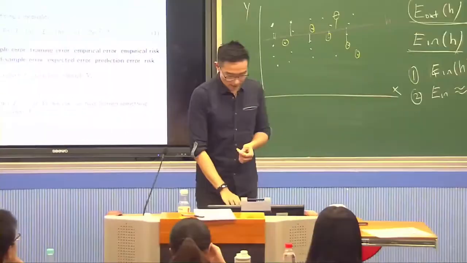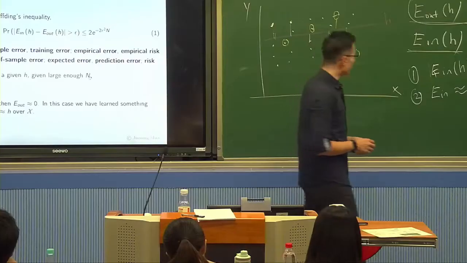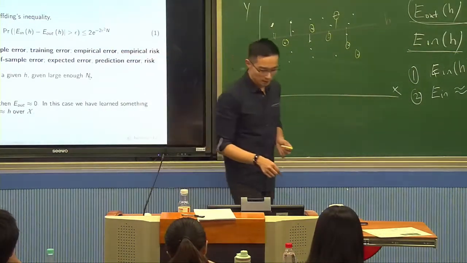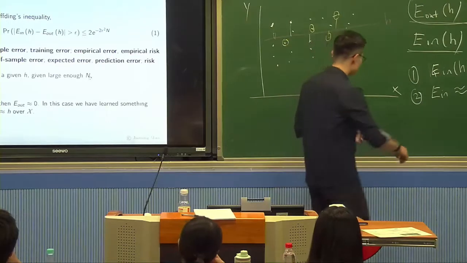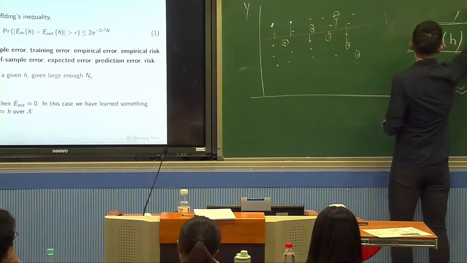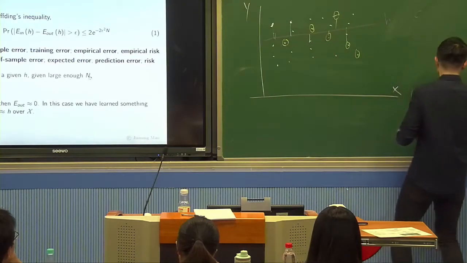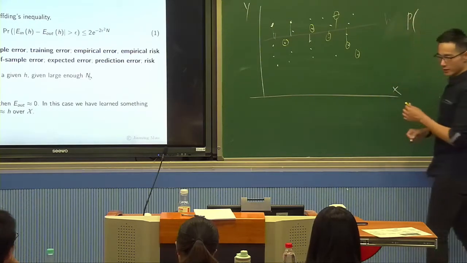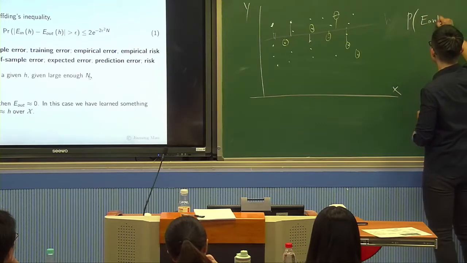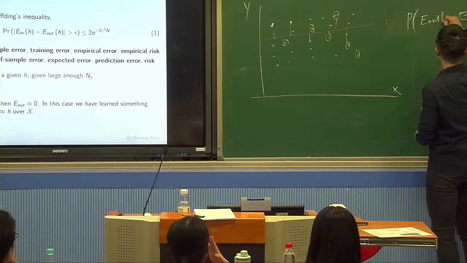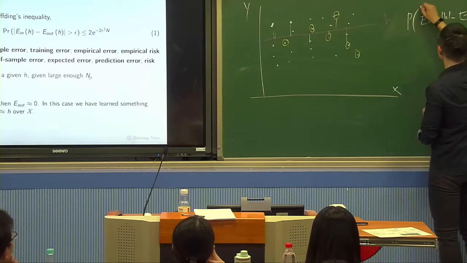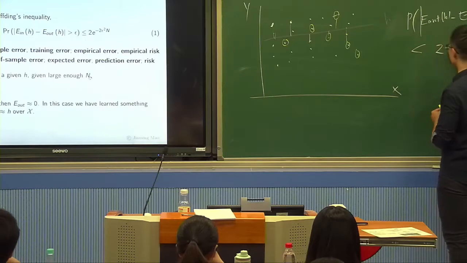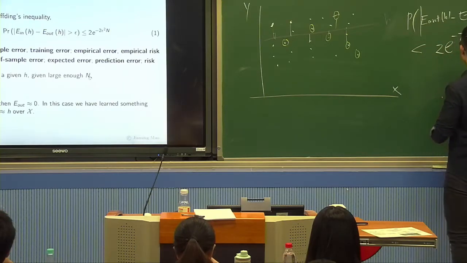Now, last time we ended up with this expression, which is the Hoeffding inequality. Let me just write it. Hoeffding inequality tells us that the probability that the absolute difference between E out and E in, both of H, a hypothesis, is larger than epsilon, is smaller than 2e to the minus 2 epsilon squared n.